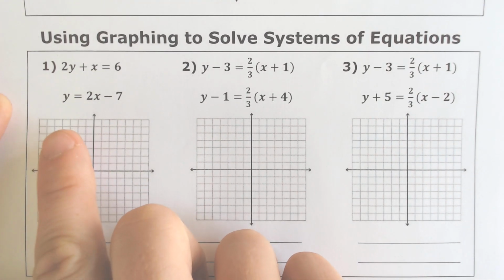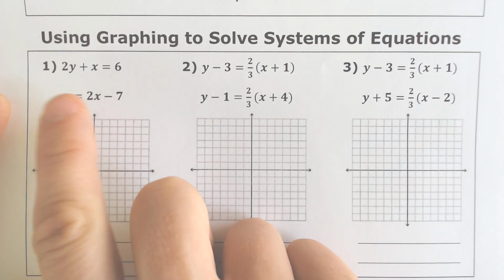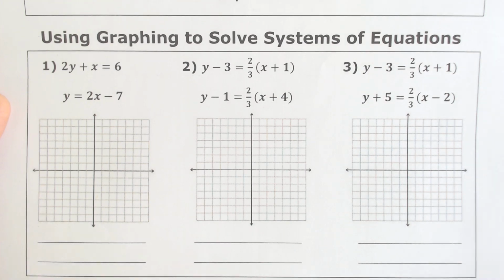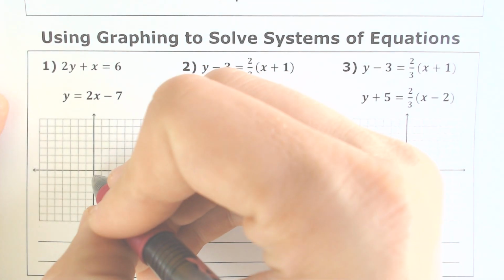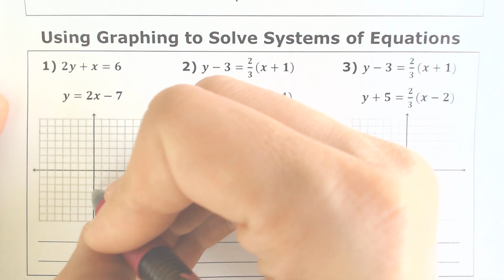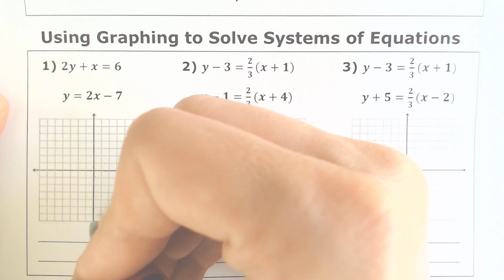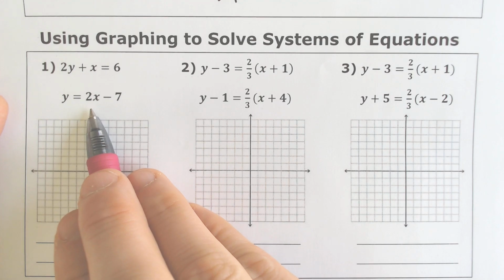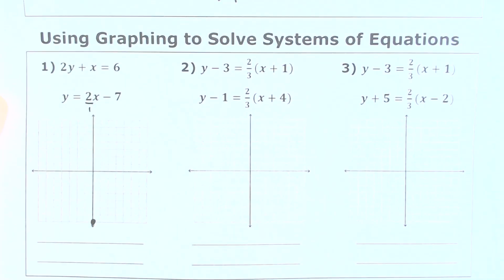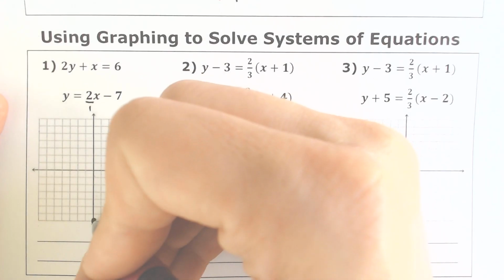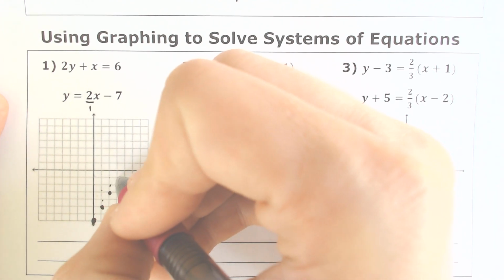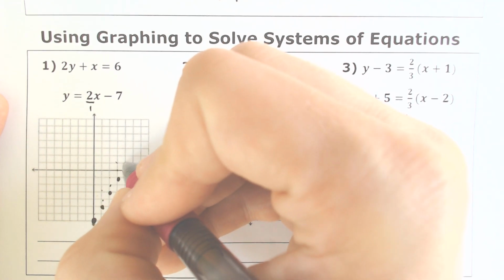In this case, we have y equals 2x minus 7 and 2y plus x is equal to 6. I'm going to start with the equation that's a little easier, which is 2x minus 7. We go down by 7: 1, 2, 3, 4, 5, 6, 7 for the y-intercept. And then the slope is 2 over 1. You can always put a 1 underneath. So from here, we go up by 2 over by 1, up by 2 over by 1, up by 2 over by 1, up by 2 over by 1.